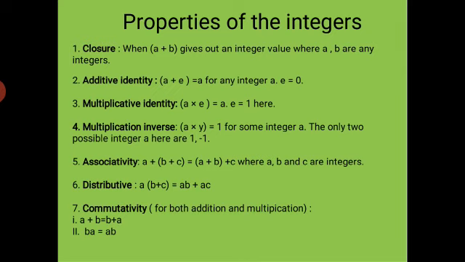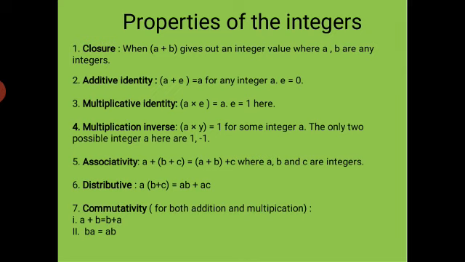So actually, it means that when you find the multiplicative inverse of a number and you multiply it by that number, the result becomes the multiplicative identity. And the only two integers that have multiplicative inverses are 1 and negative 1. No other integer. Then we have the associativity property, which is common to all of us.